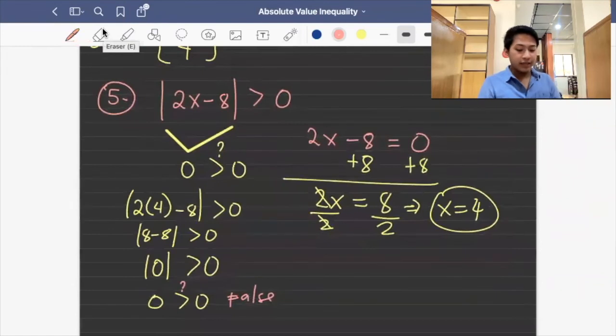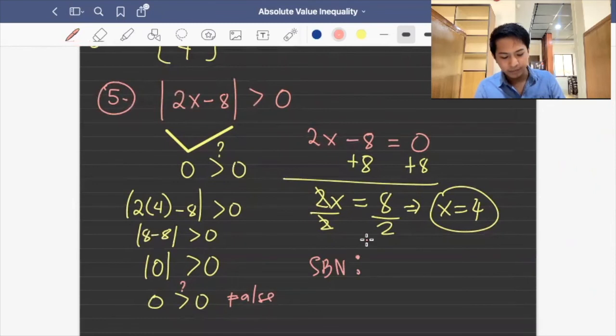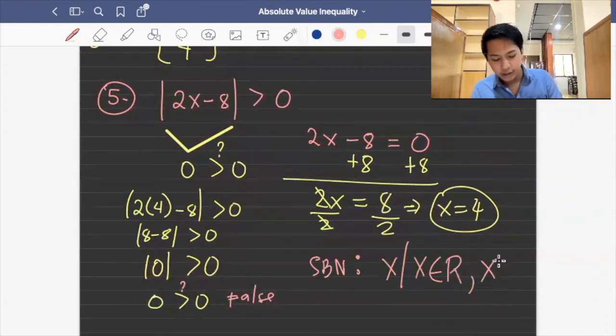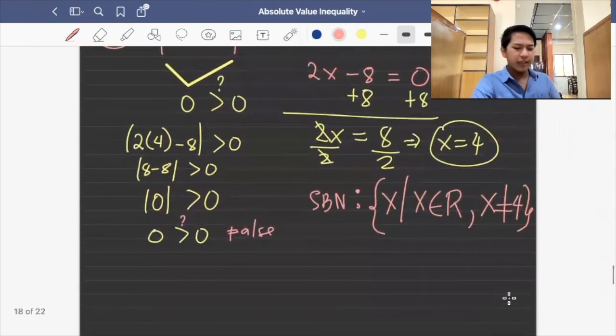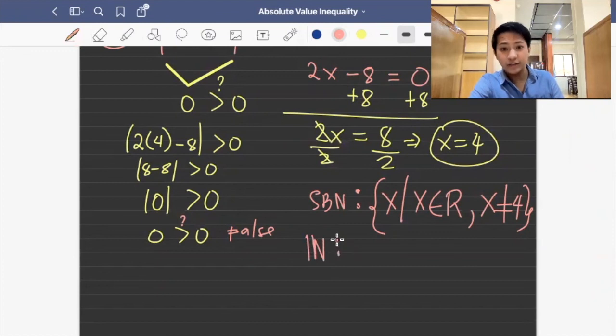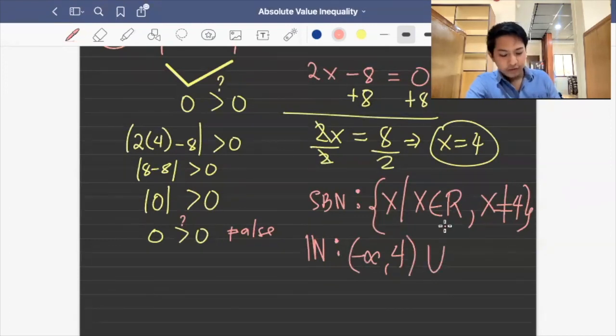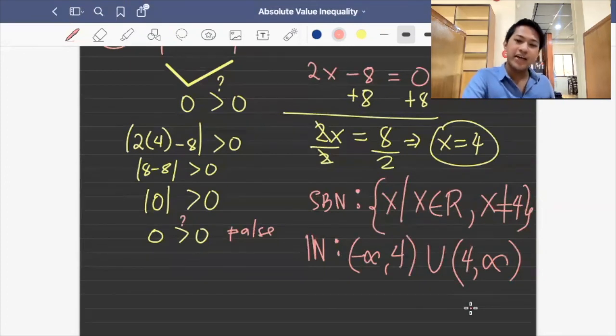Now, how are we going to write that? It's in SBN, in set builder notation. I think it's very easy. We have x such that x is element of real number, but we have to restrict that, but x should never be equal to 4. That's how we write in set builder notation. X such that x is element of real number where x is not equal to 4. Now, how about in interval notation? Interval notation or IN. We just have one number that will be excluded in all real numbers, right? So in this case, let's have 4 and pakadto sa negative infinity. Exclude that. Union 4 up to positive infinity, approaching positive infinity. Ayan, that's how we write all real numbers except 4.